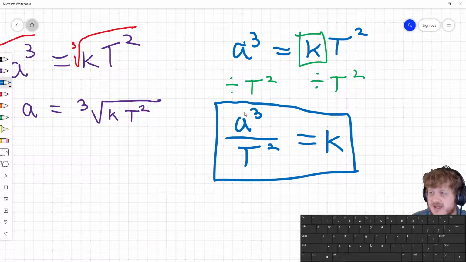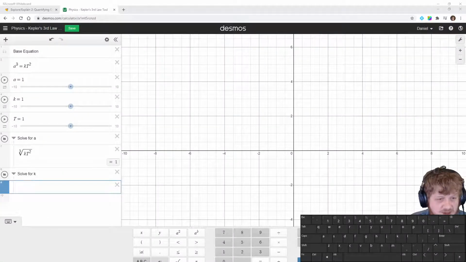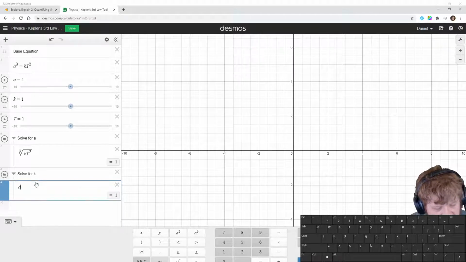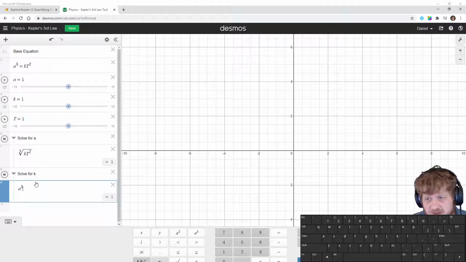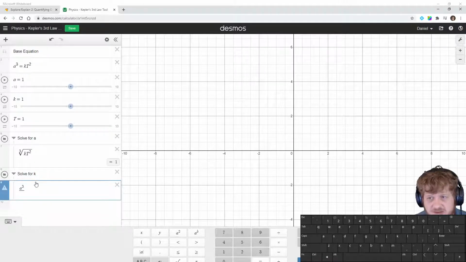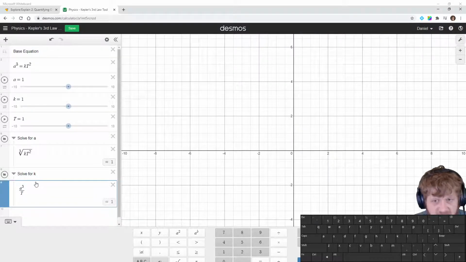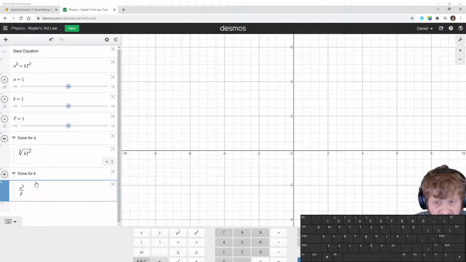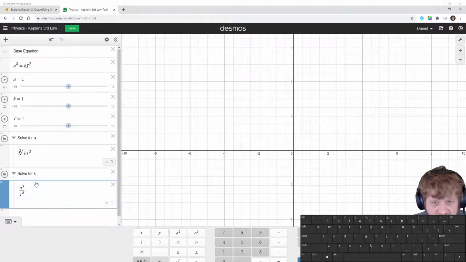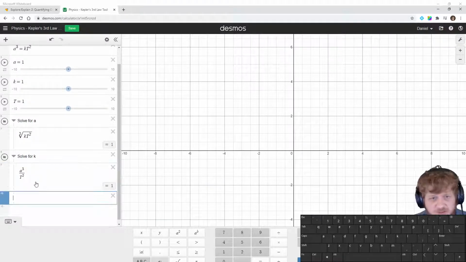And so this would be our answer for solving for k. So we'd want to write in a cubed over t squared. So when we swap back over to our Desmos, we can type that. So we have a, and then we'll hit Shift 6 to get the caret and the exponent into the third, and then we'll hit the slash under the question mark. So then we get the division, and then we'll do t with a shift, and then we'll do the caret, and then the squared again. So that's what we get there.